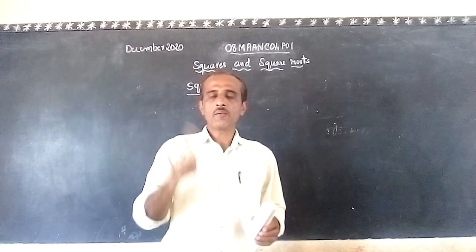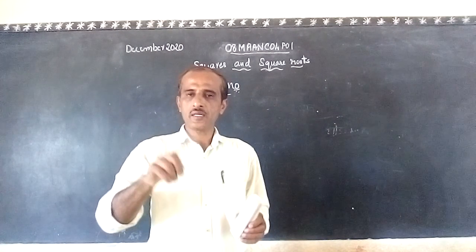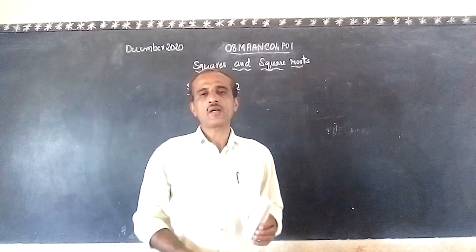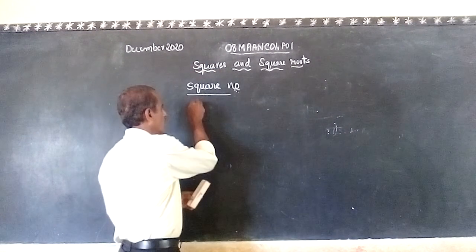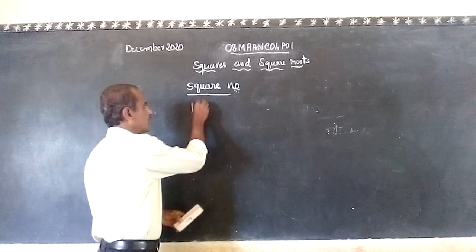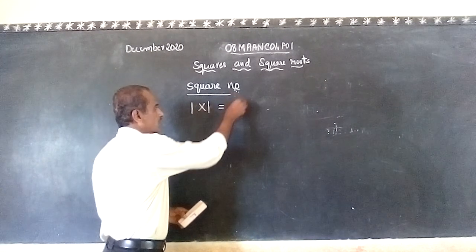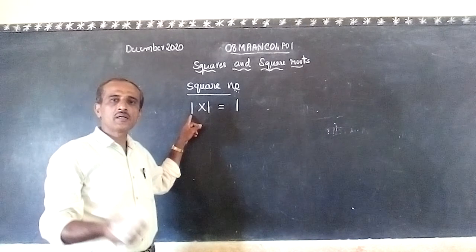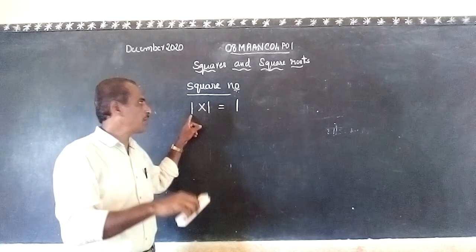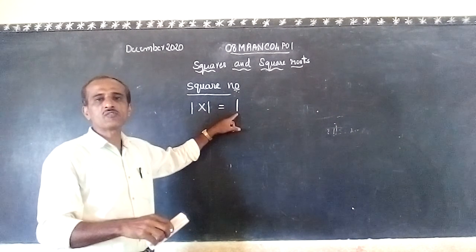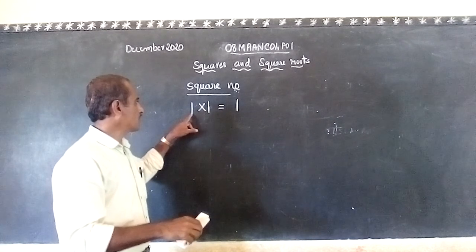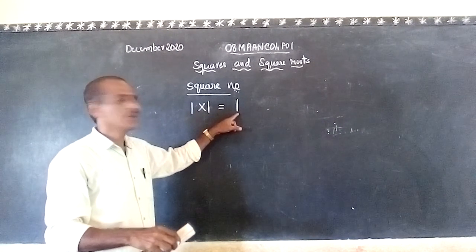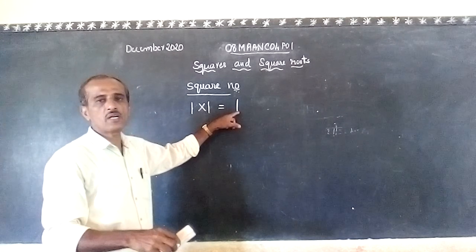See, if a number is multiplied by the same number, then what we will get is called the square number. For example, 1. If 1 is multiplied by 1, you will get 1. Therefore, this is called a square number. 1 is a square number.